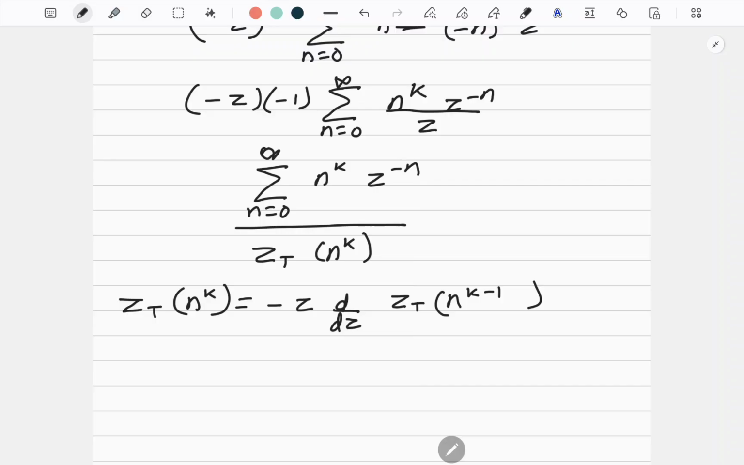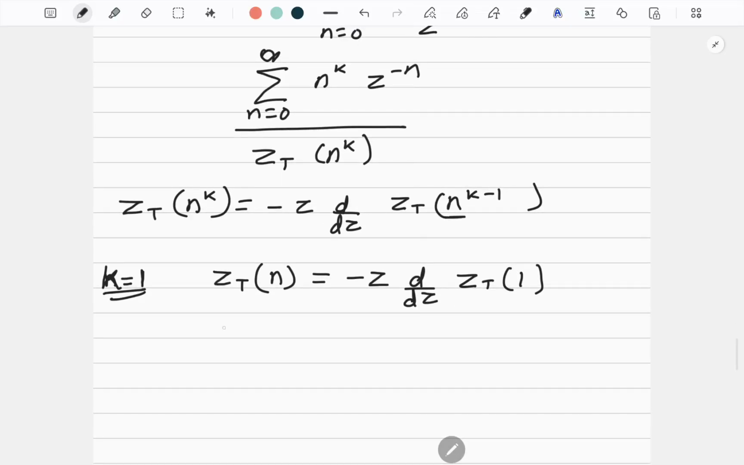Now, in this result, if I put k is equal to 1, what will happen? Z transform of n is equal to minus z d by dz of z transform of n to the power k, where k is 1, so 1 minus 1 is 0. Anything to the power 0 is 1. Right? So z transform of n is equal to minus z.